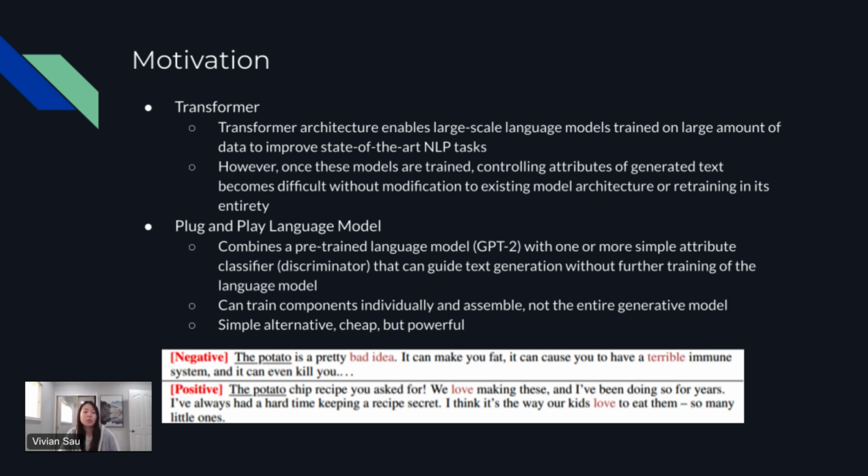So the motivation of this paper is to propose a simple alternative for controllable language generation that combines a pre-trained language model, GPT-2, along with one or more simple attribute classifiers that guide text generation without any further training on the language model. So in the next few slides, my teammates will dive more in depth into the details.